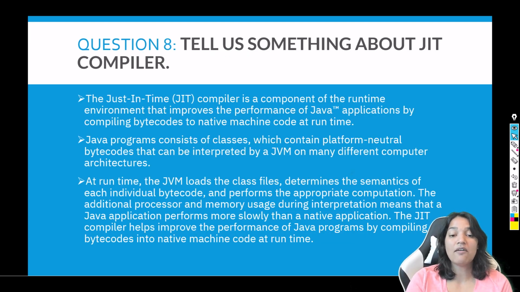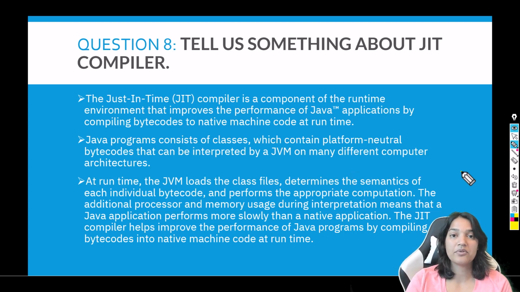Okay, so Java programs, as you know, consist of classes, and in those classes you have methods, attributes, etc., which contain platform neutral bytecode. So that bytecode is independent of the platform, and can be interpreted by a JVM on many different computer architectures. You know this part. You know that Java is a platform independent language because you compile the code on one machine and you can run that code on any number or any type of machines you want. It is completely platform independent.